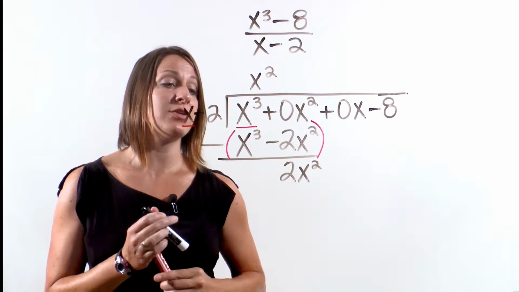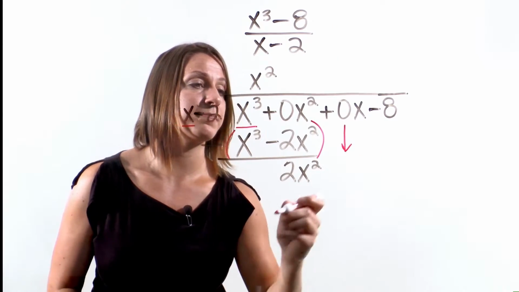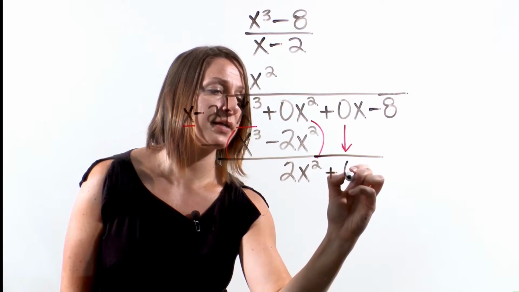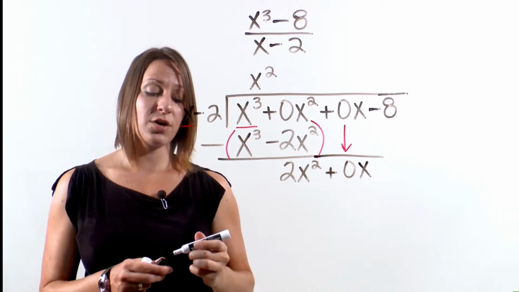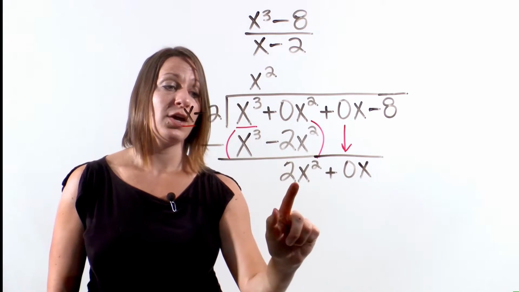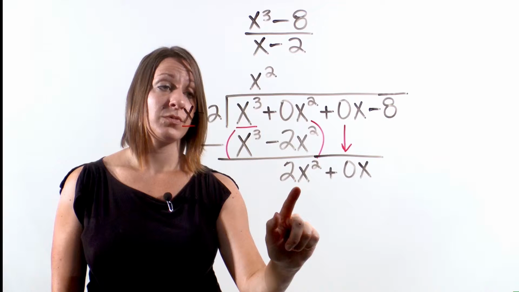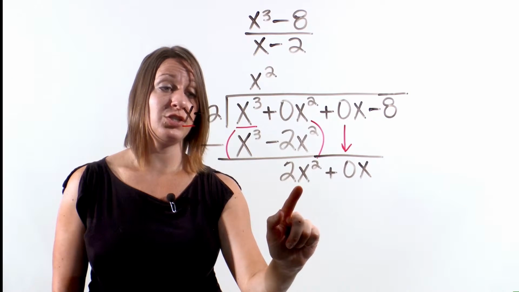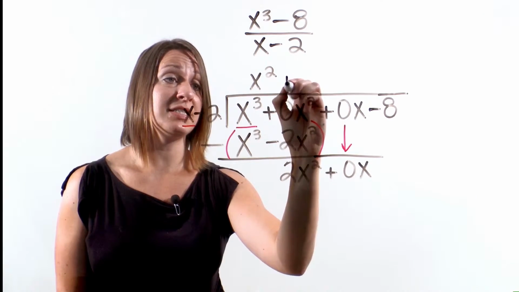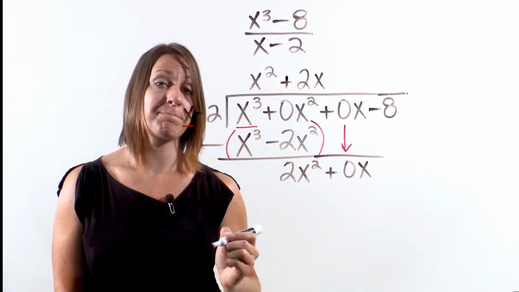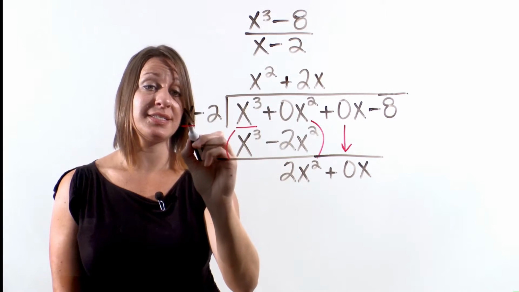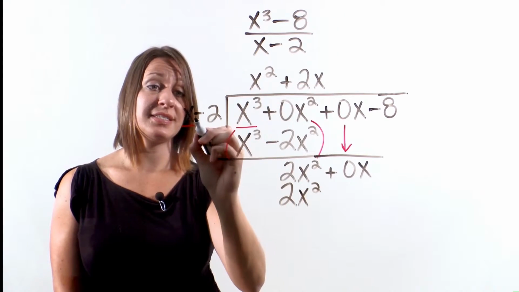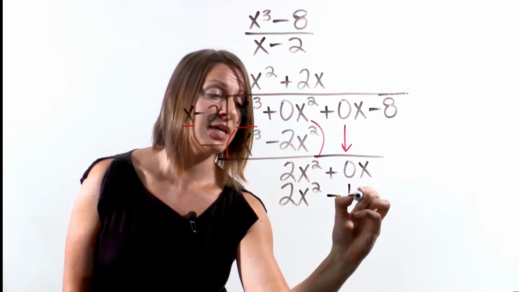Now we're ready to drop down another term and continue the problem. We're going to drop down the placeholder 0x. And then we'll ask our question, how many times does x go into 2x squared? Or what number times x gives us 2x squared? We need a positive 2x. Now we'll multiply 2x times x to get 2x squared. 2x times negative 2 to get a minus 4x.